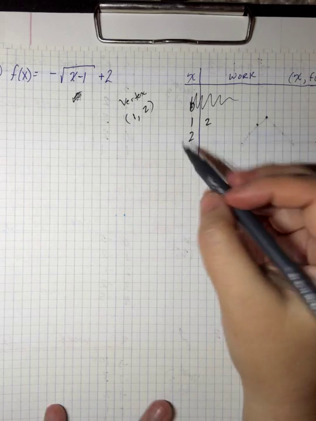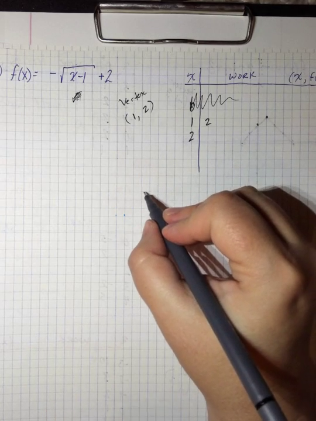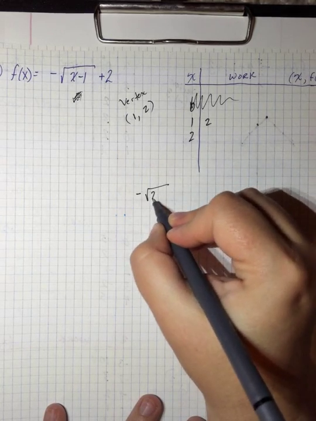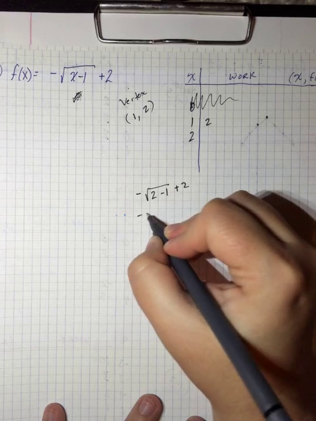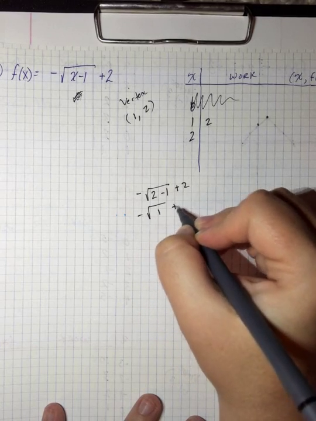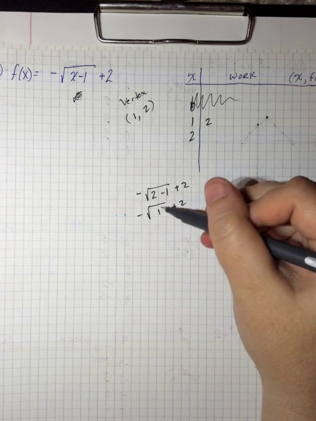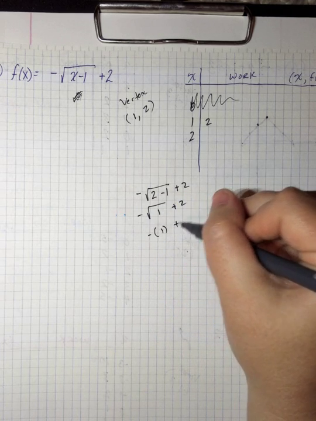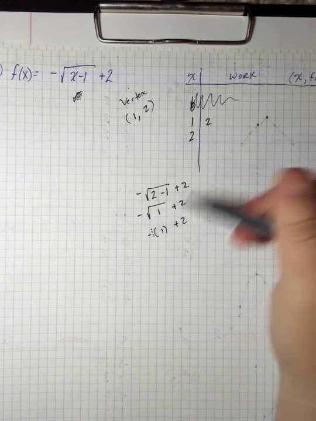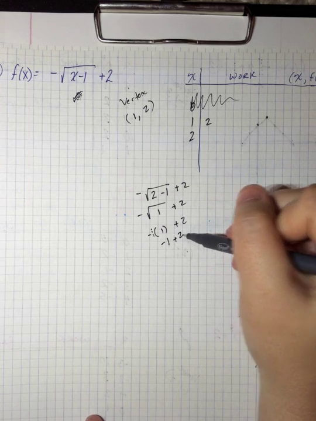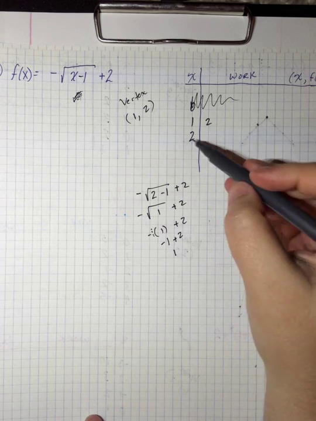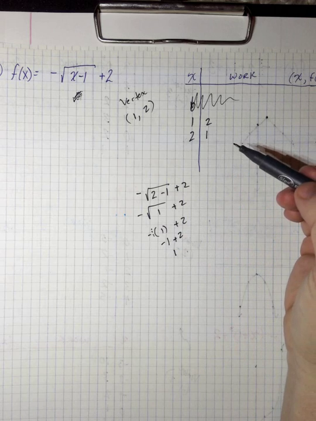Okay? So I'm just going to show my work here for these problems. I'll plug in my 2. 2 minus 1 gives me a 1. What is the square root of 1? Well, that's 1. I have to multiply by this negative a value, so it's going to give me a -1, plus a 2, which actually gives me a 1. So I get the ordered pair (2, 1).